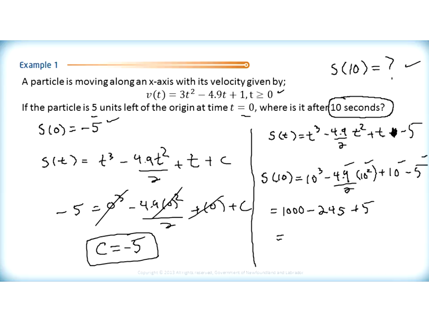So we can put all this stuff together. Let's see what we've got now. 1,000 minus 245 is 755, plus 5 is going to be 760. So we got 760, and that is where we are, so we're going to be 760 units, and that's going to be to the right of the origin.